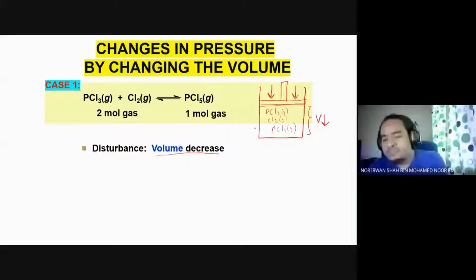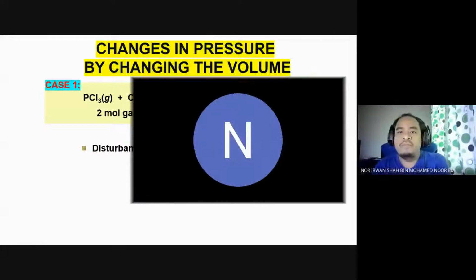Remember, Le Chatelier's principle states that whenever an equilibrium system is disturbed, the system will re-attain a new equilibrium by undergoing a net reaction, shifting its reaction to the left or to the right until equilibrium. So in this case, what will the system do?